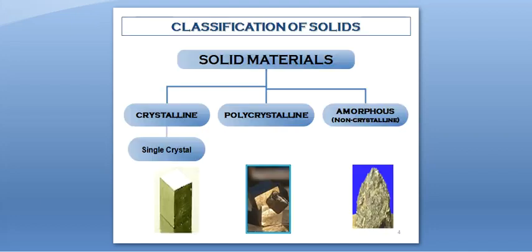Solid materials can be classified into 2 types: crystalline solids and non-crystalline solids. In crystalline solids, all the atoms are arranged in a periodic manner. But in the case of non-crystalline solids, otherwise called amorphous solids, atoms are not arranged in a periodic manner. I have given diagrams for some crystalline solids, amorphous solids, non-crystalline solids and polycrystalline solids. Now we are going to see one by one.